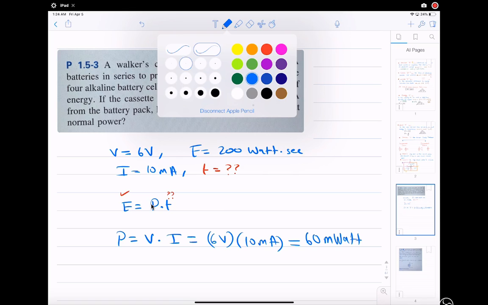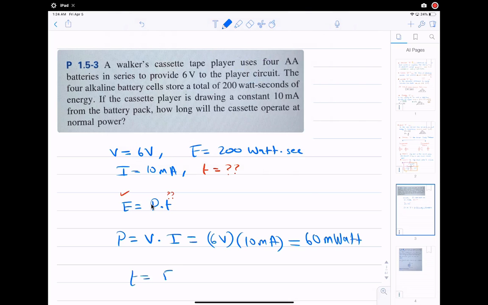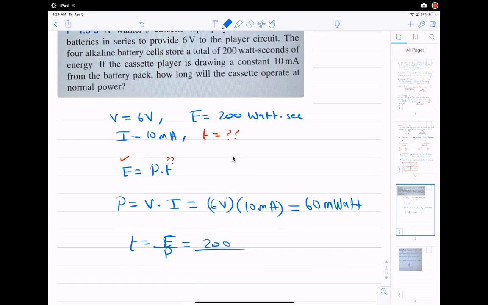So the time would equal energy over power, right? He gave me the energy, 200 watt second, over 60 milliwatt. Now the milli is one of the units that is widely used. Milli equals 10 to the power negative 3, micro equals 10 to the power negative 6, and kilo is 10 to the power 3. So those two units would make things smaller, and this would make it bigger. Just pay attention to those three letters. You will see them a lot in this course.